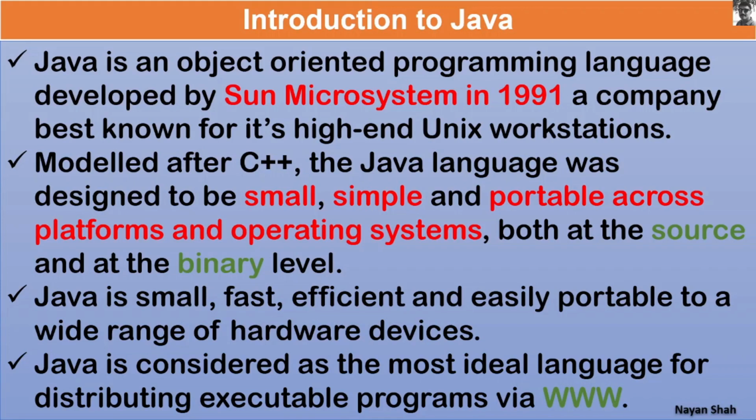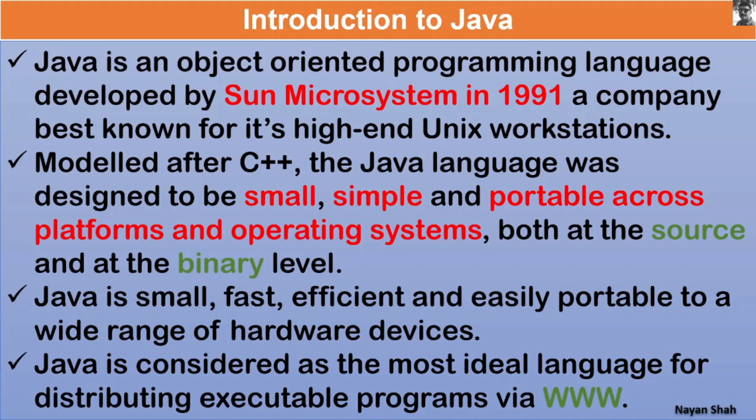It is modeled after C++. Gradually, if you see, there was Pascal language, then from Pascal came C language, then from C came C++ language, and then from C++ they derived Java language. So the Java language was designed. What was the reason why Java language was created? It was designed to be small, simple, and most important, portable across platforms and operating systems.